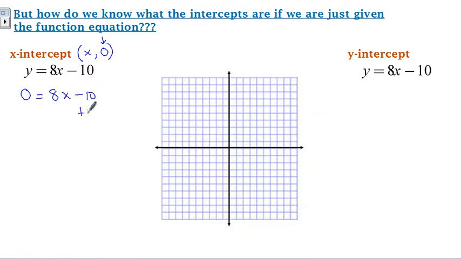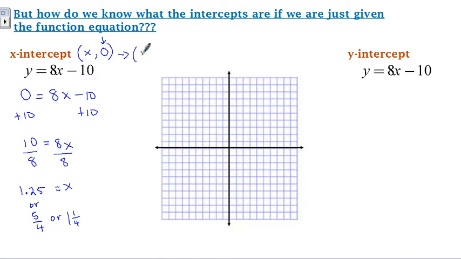So I would add 10 to both sides. I get 10 equals 8x. And then I would divide both sides by 8. And then I would get x equals 1.25, or you can leave it as the fraction simplified 5/4, or 1 1/4. It's your preference unless they specifically ask. So that means our x-intercept here is actually 1.25 comma 0.